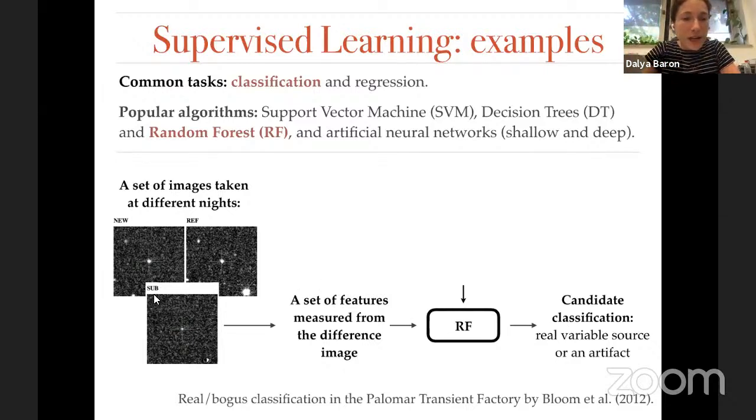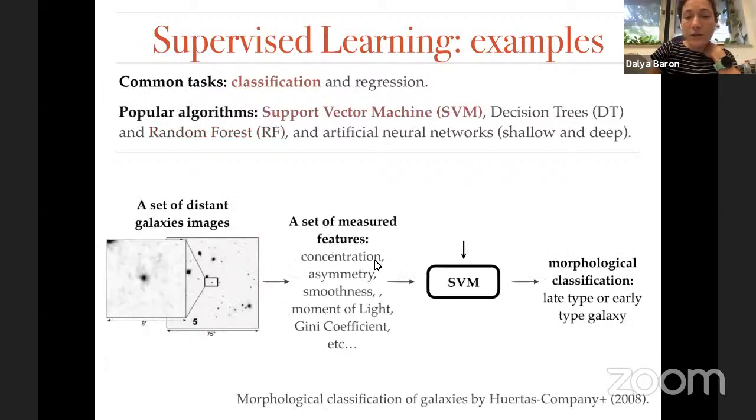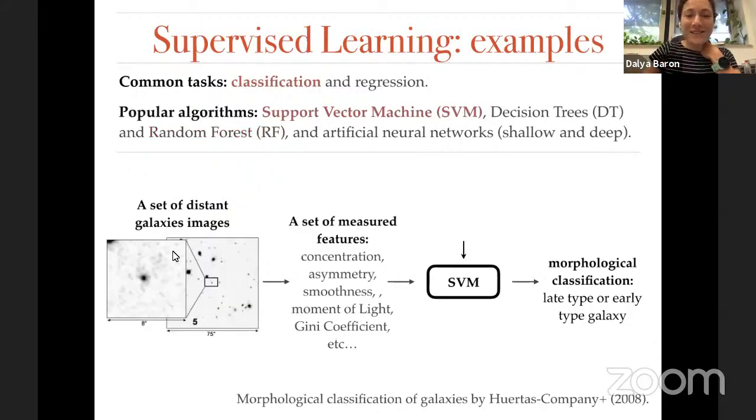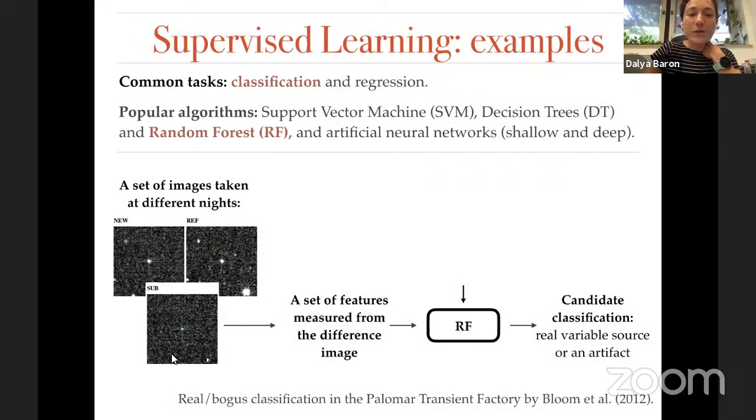So in these two cases, I showed you examples where we have some data, and then we extract a set of measured features from it. And these features, both here and here, had to be carefully engineered. We need to understand the physics of galaxies, and we need to understand the physics of transients and the physics of the artifacts in our cameras in order to construct a list of features which can be informative for an algorithm such as this. So we need to have a lot of domain knowledge.